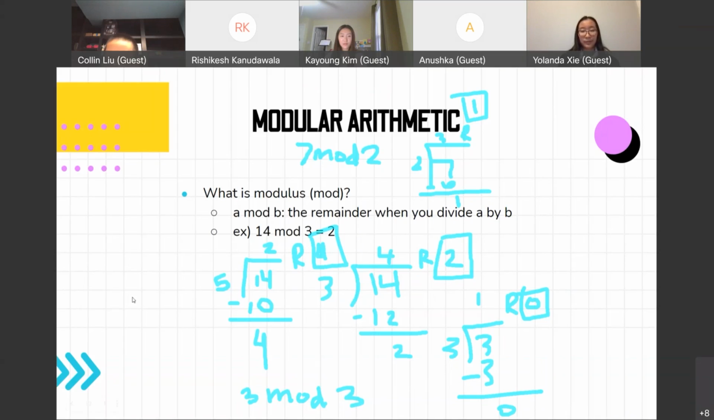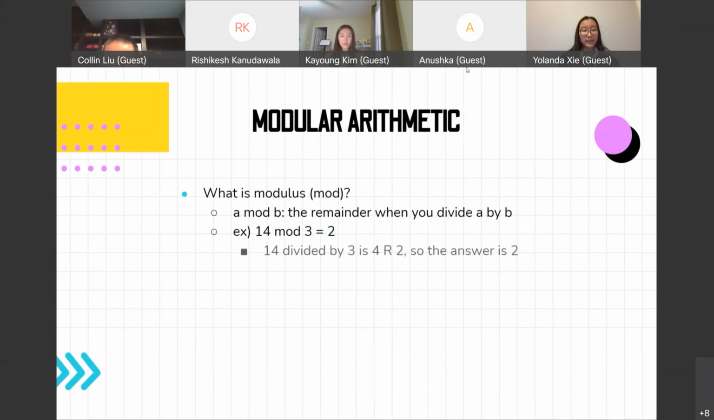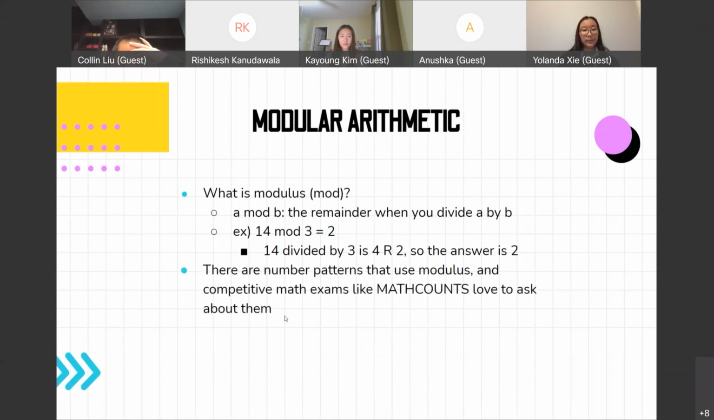And so there's going to be a lot of number patterns that use mod. So this is really an important concept to know for MATHCOUNTS.